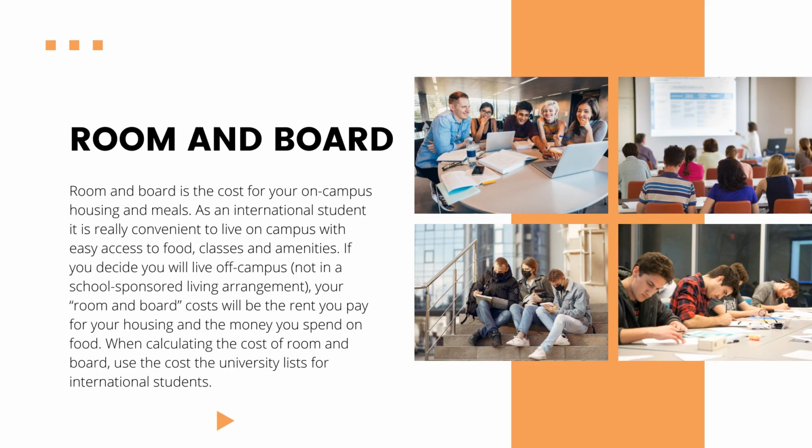Room and board. Room and board is the cost for your on-campus housing and meals. As an international student, it is really convenient to live on campus with easy access to food, classes, and amenities. If you decide you will live off campus, not in a school-sponsored living arrangement, your room and board costs will be the rent you pay for your housing and the money you spend on food. When calculating the cost of room and board, use the cost the university lists for international students.